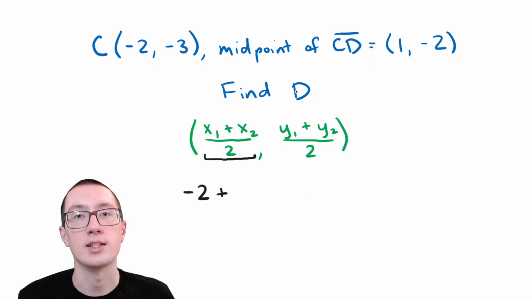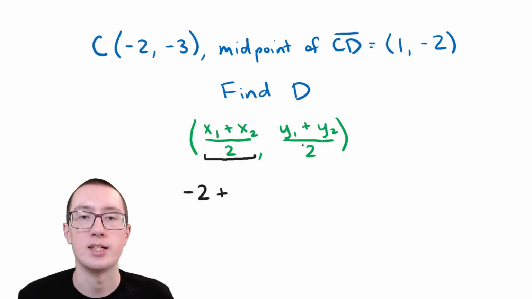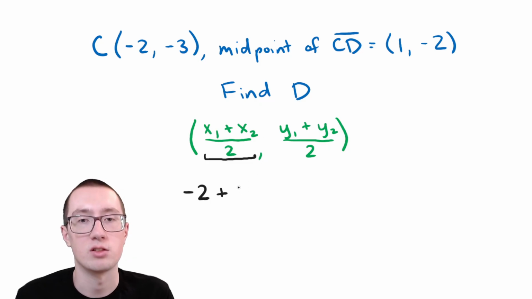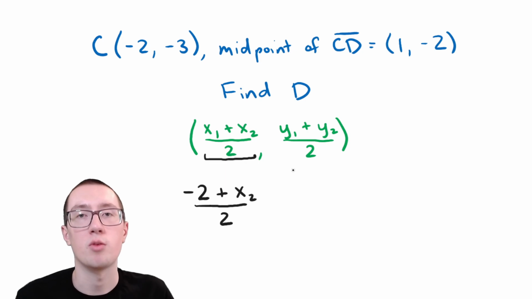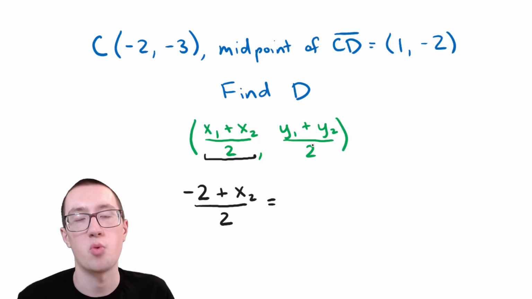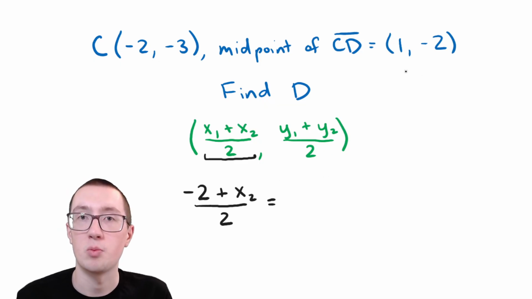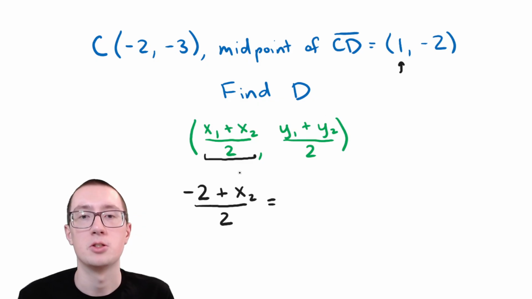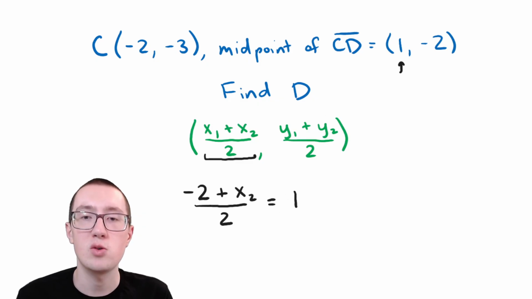We're trying to find the second point right now. We're trying to find D. But right now we don't know what that is. So we're just going to leave this as x2, and that's going to be over 2. Now there is actually one more thing that we know. We know that this little formula here is going to be equal to the midpoint, because this is the midpoint formula. And in this case, the x of our midpoint is going to be 1. So this whole thing is going to be equal to 1.